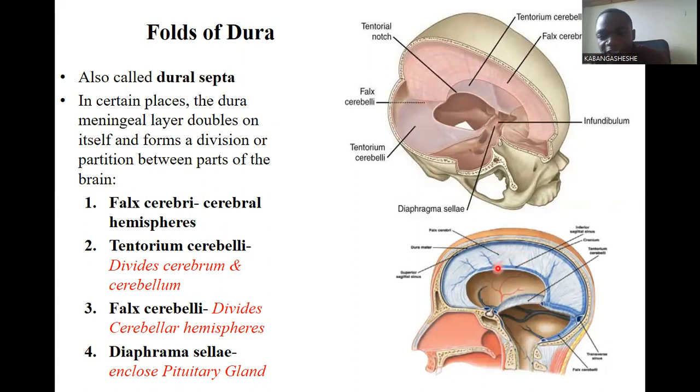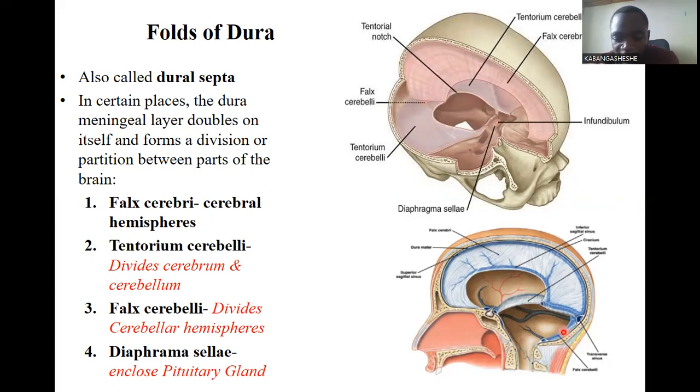Now, even the cerebellum itself has two hemispheres. It has a left hemisphere and the right hemisphere. And the dura mater splits the cerebellum into two hemispheres, the left and the right one. So that dura mater will be called the falx cerebelli. Falx cerebelli, this one here.